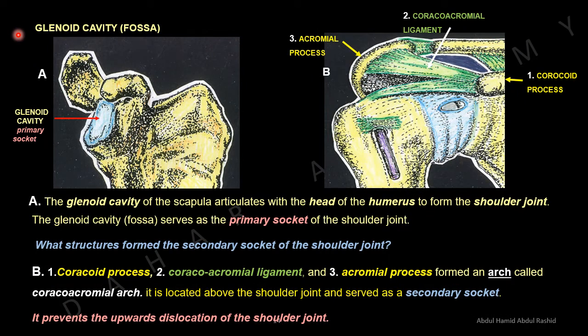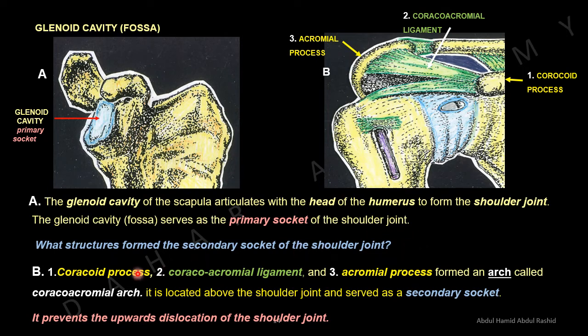Glenoid cavity, also called glenoid fossa. We have 2 diagrams here, diagram A and diagram B. In diagram A, we are showing the glenoid cavity of the scapula, which articulates with the head of the humerus to form the shoulder joint. So here, the head of the humerus will articulate with the glenoid cavity or glenoid fossa and form the shoulder joint. The glenoid cavity, the glenoid fossa, serves as the primary socket of the shoulder joint.